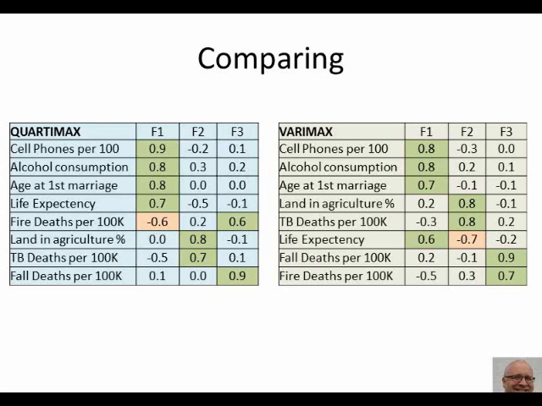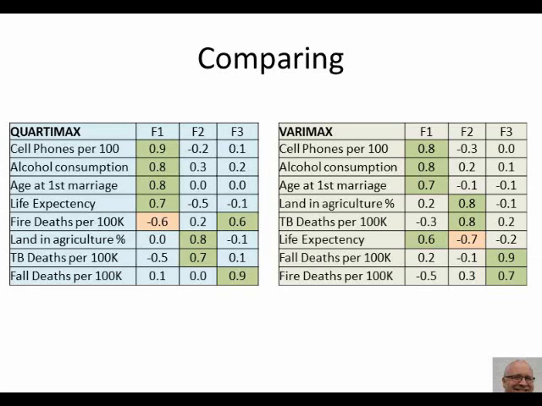The second factor has moved a little more towards just being land in agriculture and TB deaths, and it's lost a bit of its emphasis on life expectancy. So it's slightly broadened the definition, I think, of what sort of agricultural countries are involved. We go to the third one and we see that it's still fire deaths and fall deaths. So there's not a massive difference between Quartimax and Varimax, but I prefer the Varimax.